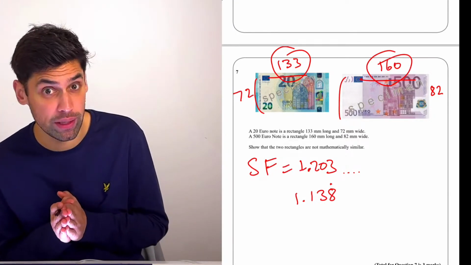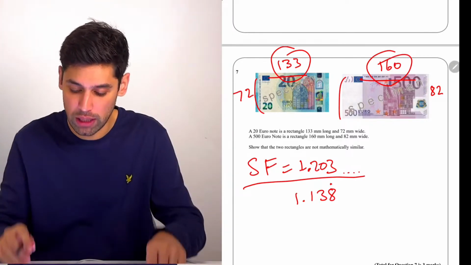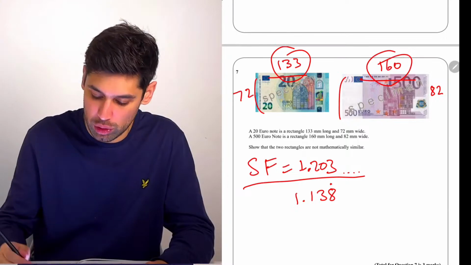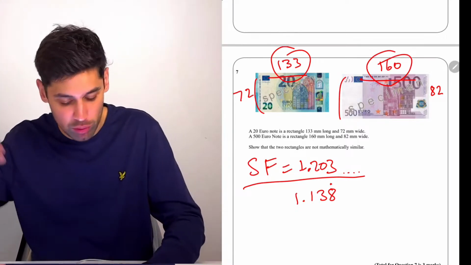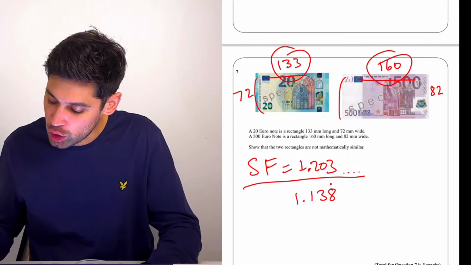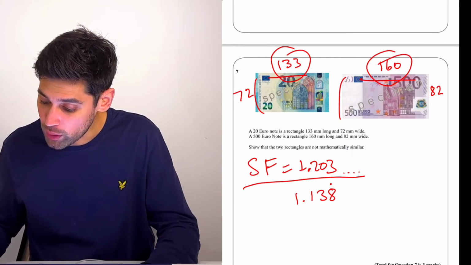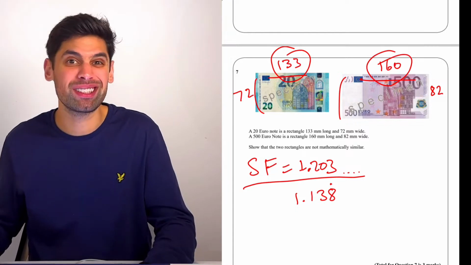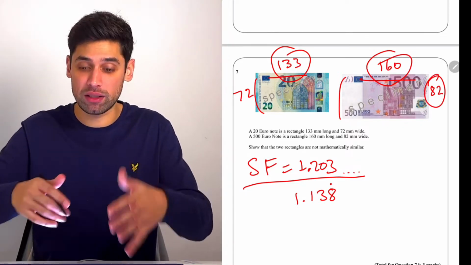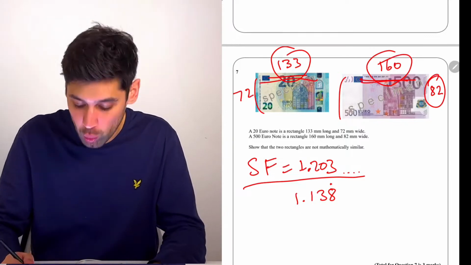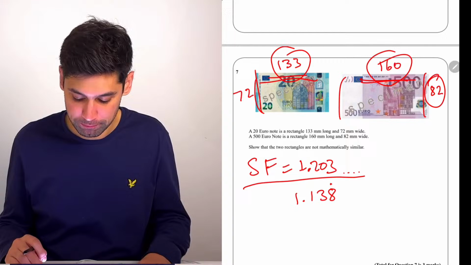The alternate way of doing it would be to take the scale factor we found for the lengths going across and apply it to the 72 or the 82. So if we're taking the 1.203, if we did 72 times 1.203, we would get 86.6, which obviously is not 82, meaning that if we used the scale factor for these lengths, it does not work for the widths, so they are not similar.